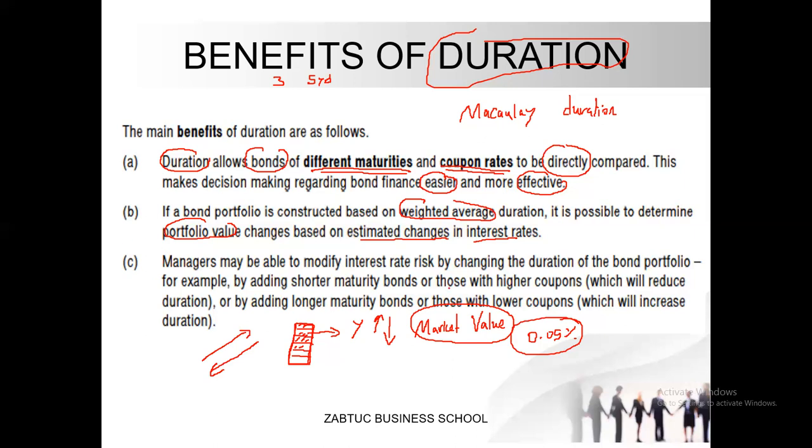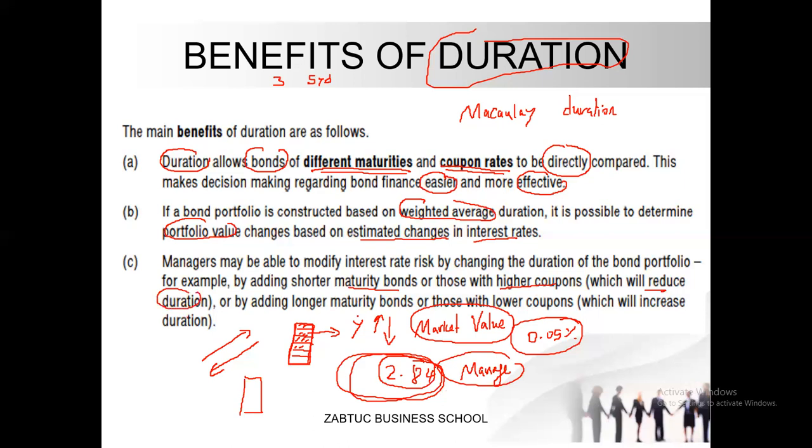Thirdly, managers may be able to modify interest rate risk. Remember that duration is a measure of risk, 2.84. So you can play around with this figure. You can manage the risk using the knowledge of duration. How? By changing the duration of the bond portfolio. If you think this is too long, add shorter maturity bonds or those with higher coupons, which will reduce duration or risk. Or add longer maturity bonds or those with lower coupons, which will increase duration. So you can increase or reduce the risk by adding or taking away bonds with specific features. Now, for you to do that, you need the knowledge of duration.